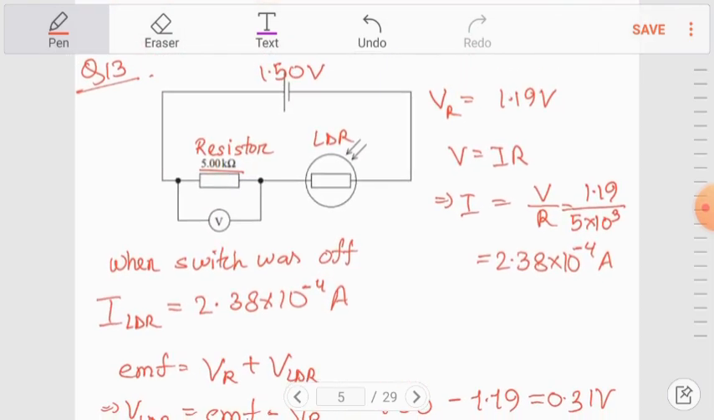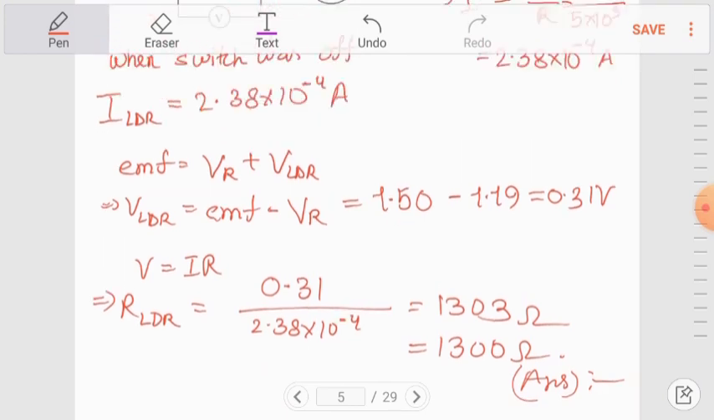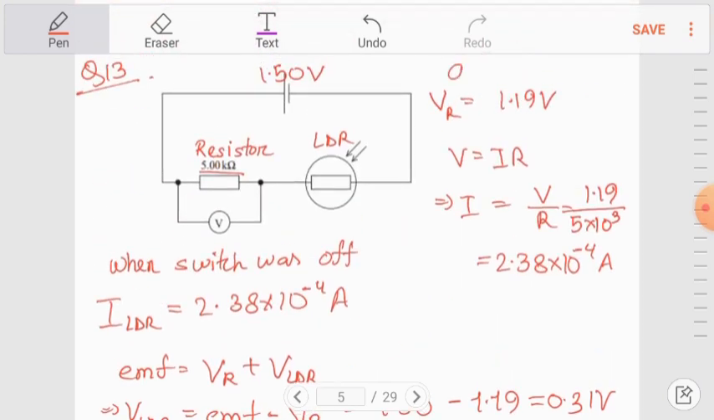I hope question number 13A is clear. Question 13A is done. Now I'm moving to question 13B.